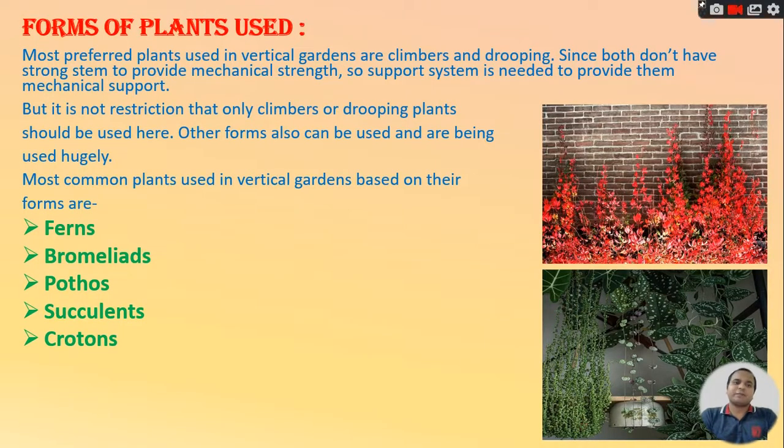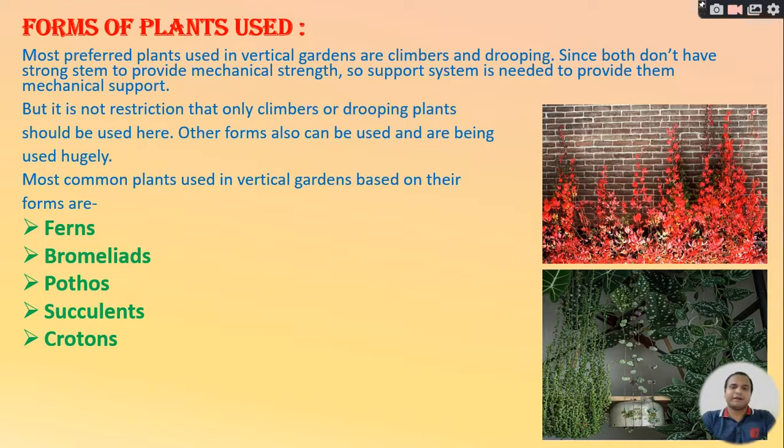First we discuss what sort of plants are being used there. The most preferred plants used in vertical gardens are climbers or drooping nature plants. Since both don't have a strong stem to provide them mechanical strength, they require a support system which can give them support so that they can grow vertically. But it is not restricted that only climbers and drooping plants can be used there. One should use other plants as well in combination with these.